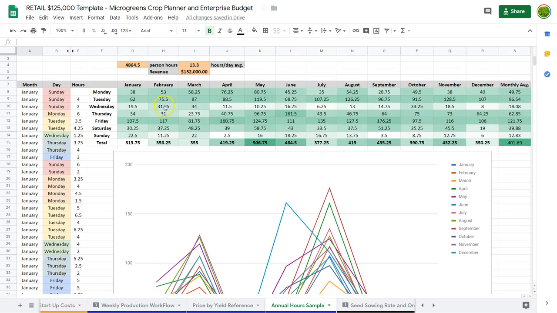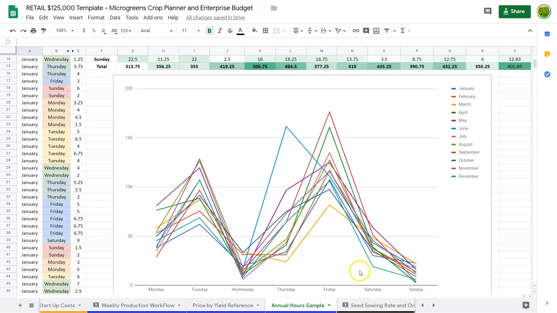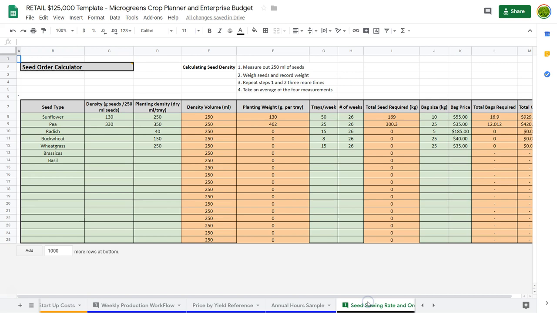So this might be helpful. This is a visual breakdown as well, just coloring. The darker colors are higher numbers, the lighter colors are lower numbers. So yeah, it just gives you a sense of what your hours might look like through the season.